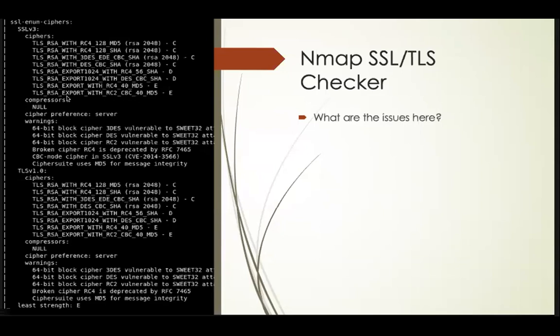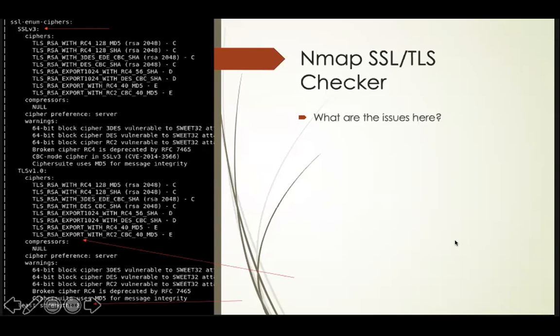Okay. Those with D are actually other export ciphers, but a little bit stronger. Now, those with C are actually very weak and can be broken, okay? And at the end, you can see that the least strength cipher is rated as E, okay? Already mentioned this, this, and this.